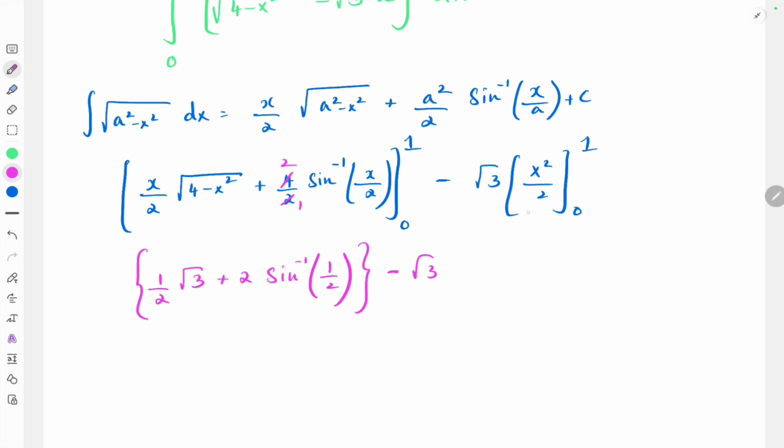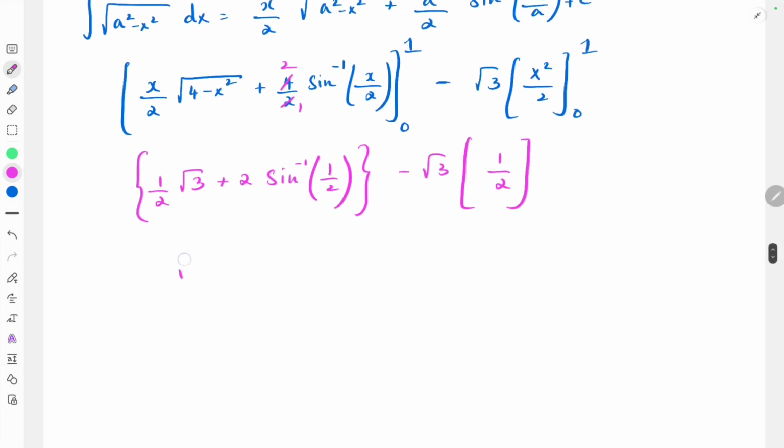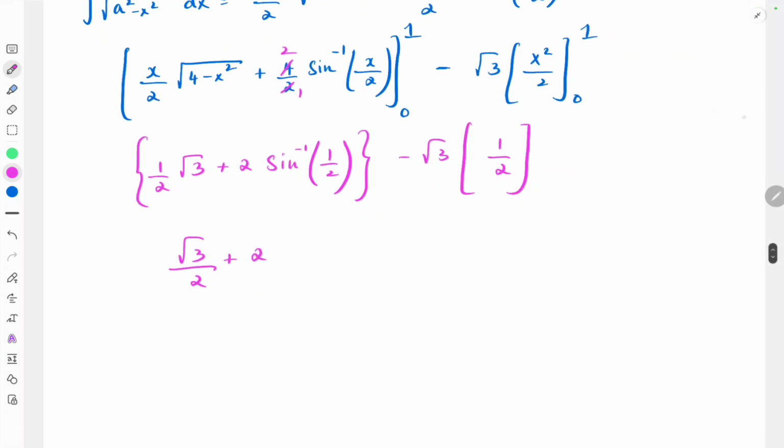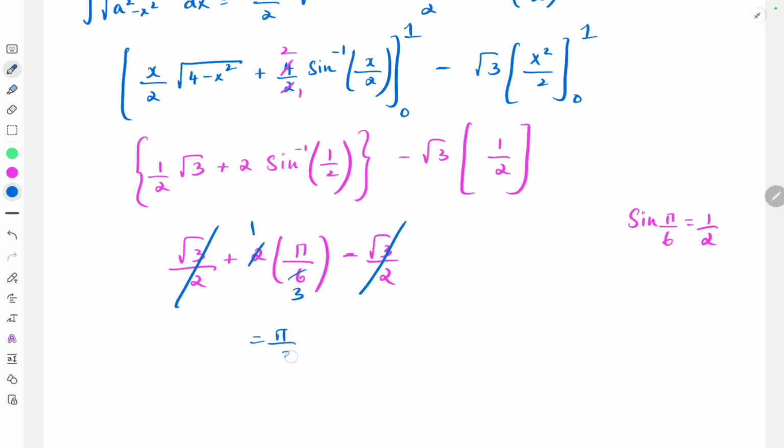So minus root 3 into upper limit 1 by 2, lower limit is 0 again. So here it will be root 3 by 2 plus 2 into, what is sine inverse 1 by 2? We know that sine pi by 6 equal to 1 by 2, which means sine inverse 1 by 2 will be equal to pi by 6. And here minus root 3 by 2 we have, so this part and this will get cancelled. So 2 1s are 2, 3 2s are 6. So the answer will be pi by 3 square units.